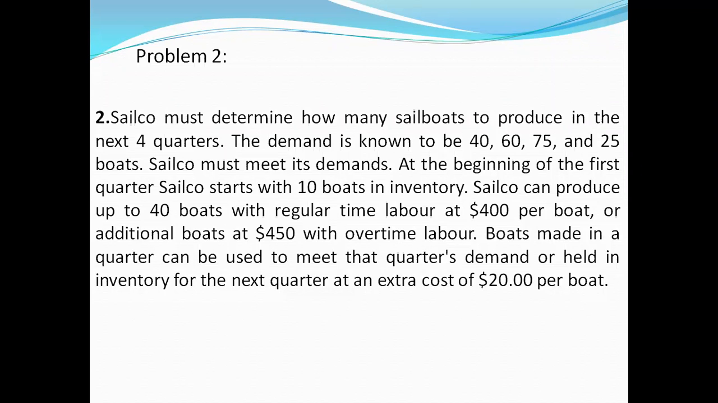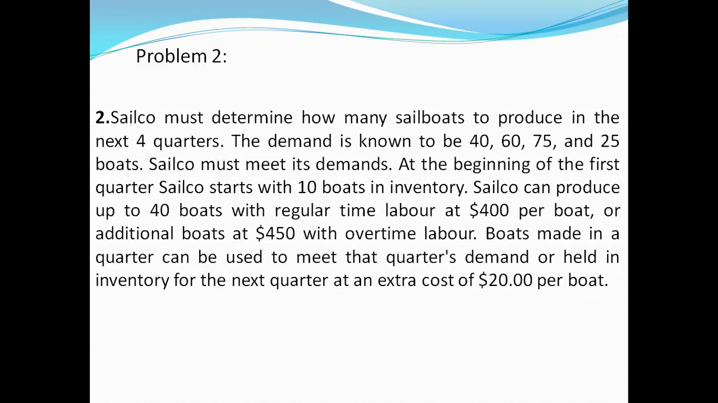April, May, June: in these 3 months, 40 boats need to be manufactured. That is Q1. Then July, August, September is Q2, October, November, December is quarter 3, and again January, February, March is quarter 4. So for the 4 quarters, the first is 40, the second 60, the third 75, and the fourth 25 boats.